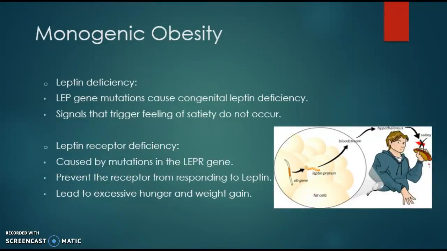Coming to monogenic obesity, the most common two types are leptin deficiency and leptin receptor deficiency. Leptin is a satiety hormone made by the adipose cells. It regulates energy balance by regulating hunger. It is opposed by the action of ghrelin. So leptin deficiency is caused by a mutation in the LEP gene, and the signals that trigger the feeling of satiety do not occur. The leptin receptor deficiency is caused by a mutation in the LEPR gene, which prevents the receptor from responding to the leptin and leads to excessive hunger and weight gain.